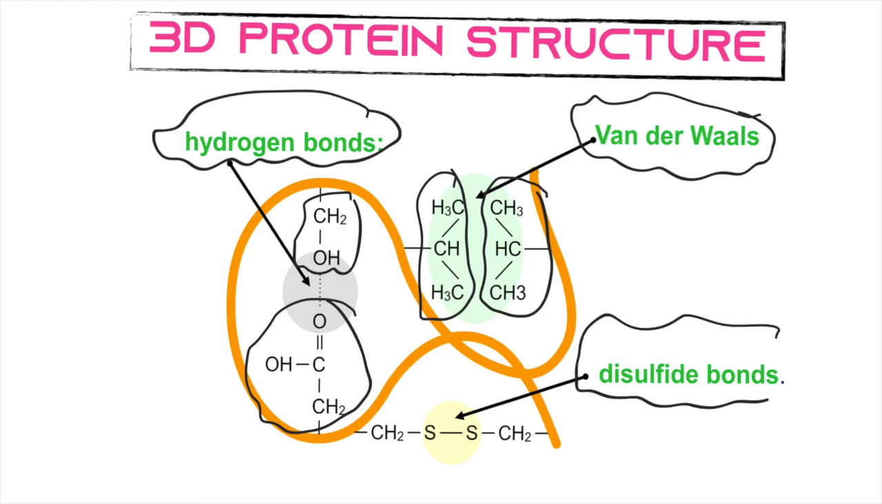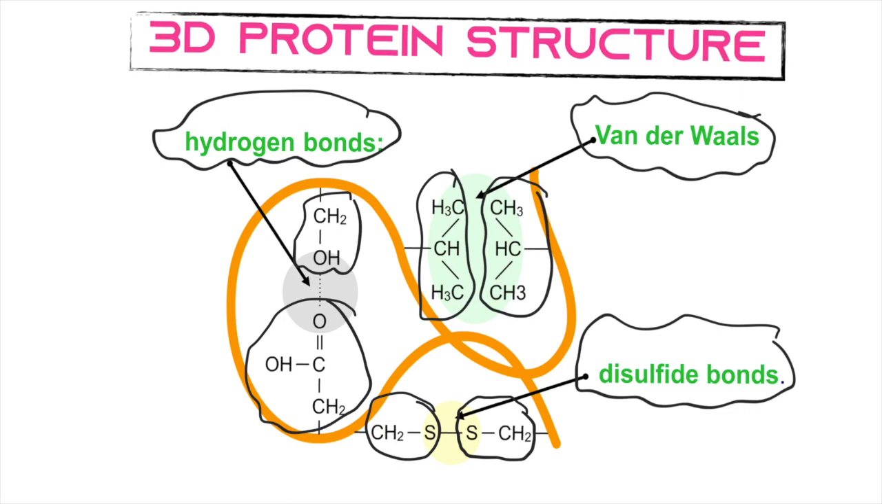Third type of bonding, which is quite strong, are disulfide bridges. Disulfide bridges occur between amino acids that contain sulfur with each other. Those disulfide bridges are quite strong that they could actually bring very distant parts of the polypeptide chain together.